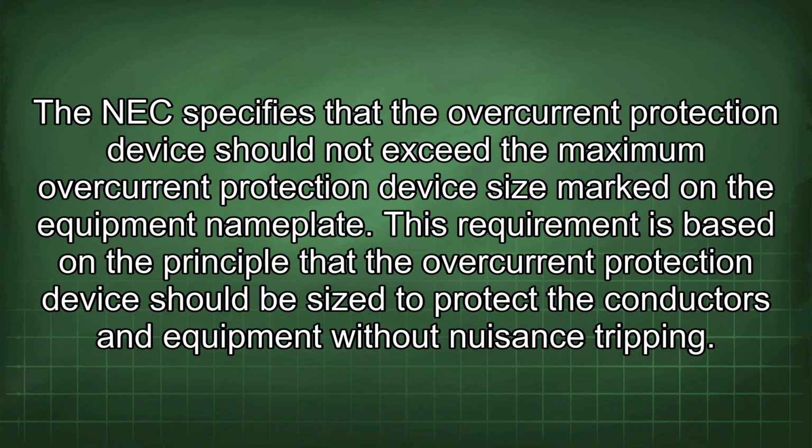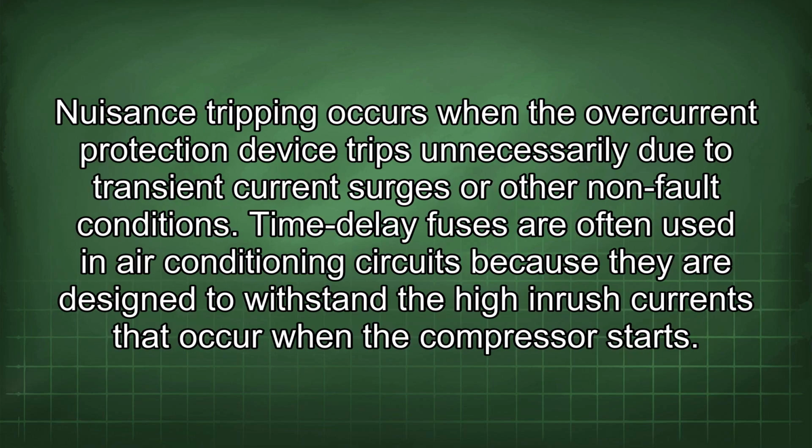The NEC specifies that the overcurrent protection device should not exceed the maximum overcurrent protection device size marked on the equipment nameplate. This requirement is based on the principle that the overcurrent protection device should be sized to protect the conductors and equipment without nuisance tripping. Nuisance tripping occurs when the overcurrent protection device trips unnecessarily due to transient current surges or other non-fault conditions.